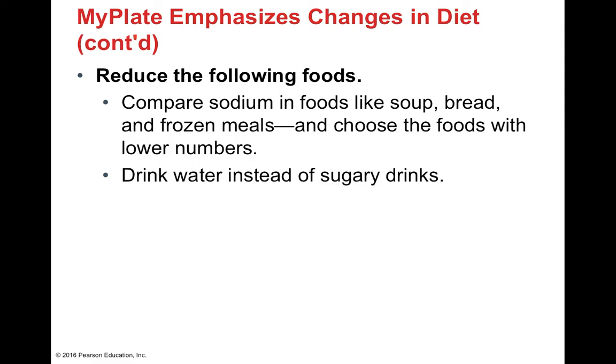All right, so you also want to reduce the following foods, right? You want to reduce sodium and sugar. So you want to compare the sodium in your foods and try to, whenever possible, have low sodium options for soup, bread, and frozen meals. Oftentimes frozen meals are very high in sodium. Choose the ones with the lower numbers if possible. Drink water instead of your sugary drinks whenever possible to help reduce the amount of liquid sugars that are consumed in your diet.